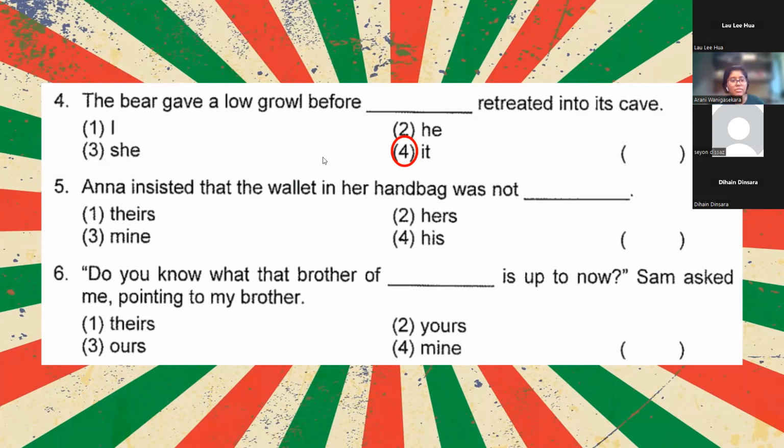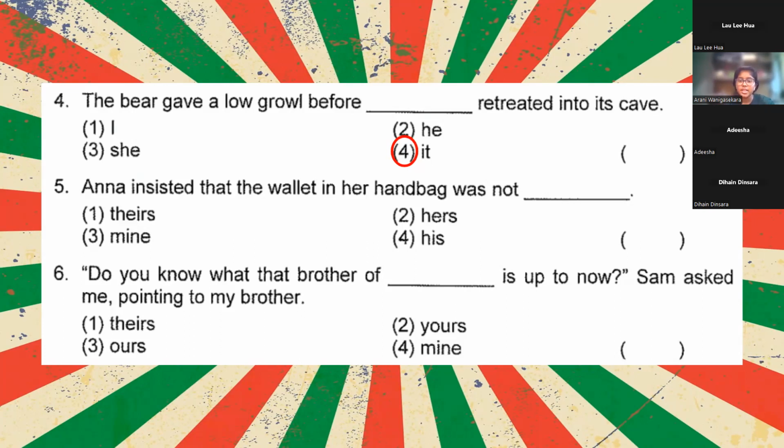So question 5. Anna insisted that the wallet in her handbag was not blank. What's the answer? Hers. Yes, good. Hers. Okay. Any other answers? Does anyone think differently?